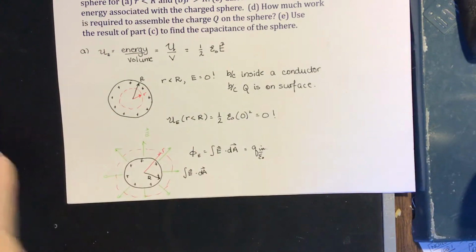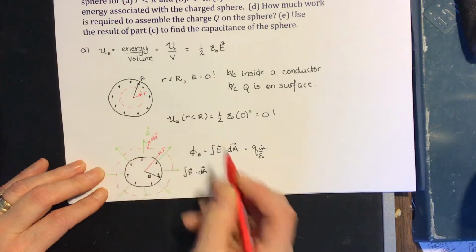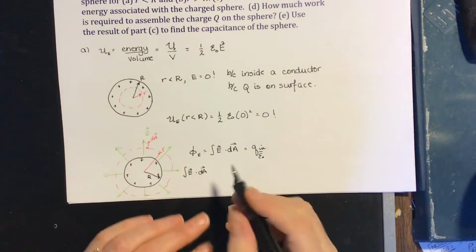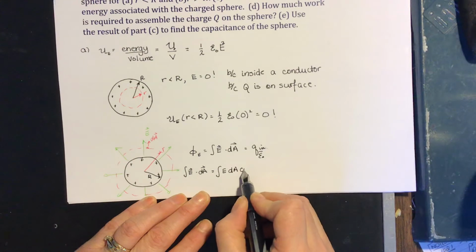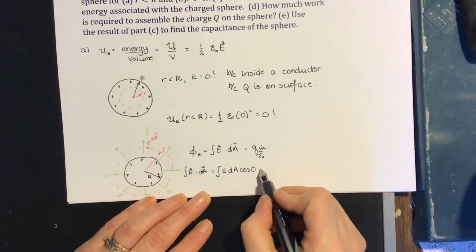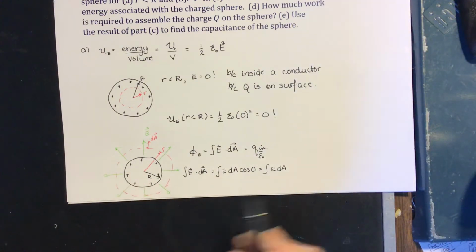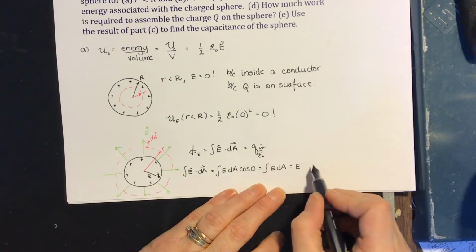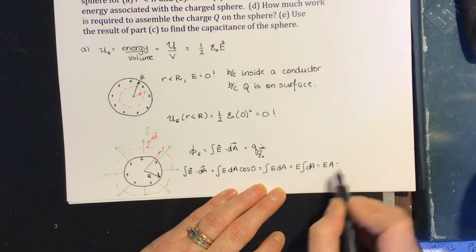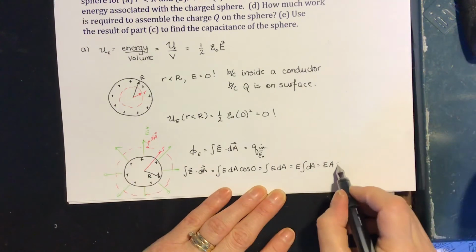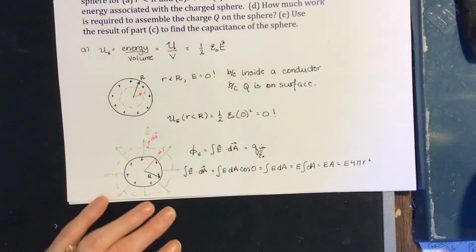If we pick a small area element on the surface of our Gaussian surface here, dA, we see that the electric field vector and the area vector are parallel. So E dot dA is E times dA times the cosine of the angle between them, that's 0. So that's the integral of E times dA. Electric field is constant everywhere on this surface because it's a constant distance from the center. The integral of dA is just the area A. Area A means the area of that sphere. That would be 4 pi r squared. So that takes care of this part.